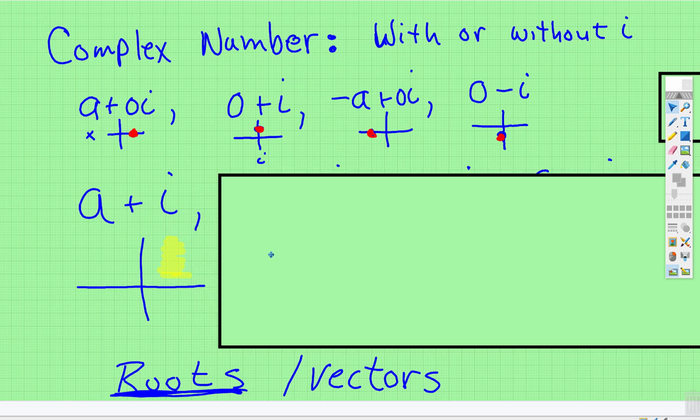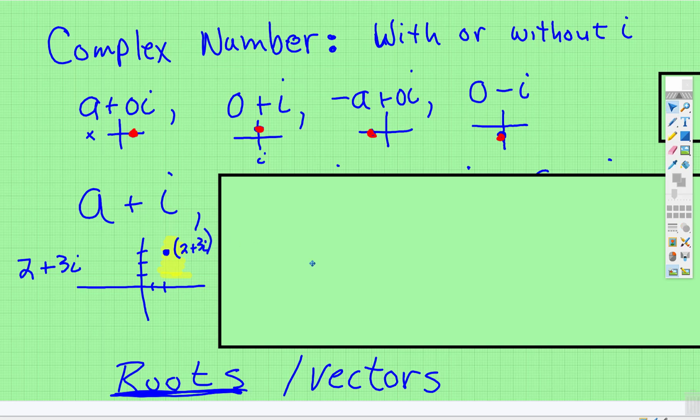And then if we were to graph a complex number, if you have a plus i, it's going to be in this quadrant. So for an example, if we have 2 plus 3i, you go over 2, up 3, plot your point, and that point right there would be 2 plus 3i.